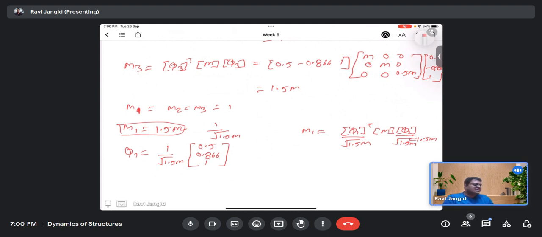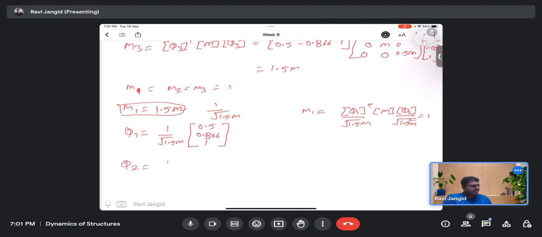So in this case, all these Mn are coming the same: 1.5, 1.5, 1.5. Let us suppose a scenario where M1 is 1.5m, M2 is 3m, M3 is 5m. So in that case, for the first mode phi 1, we need to divide by the square root of 1.5m. In the second case, we divide by the square root of 3m. For the third mode, we divide by the square root of 5m. Then it will come out to be 1. Okay, so divide this one.